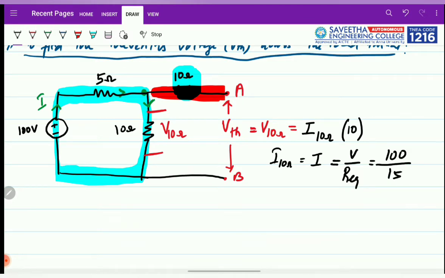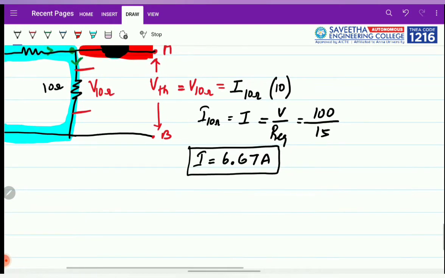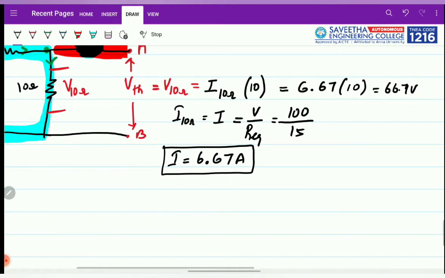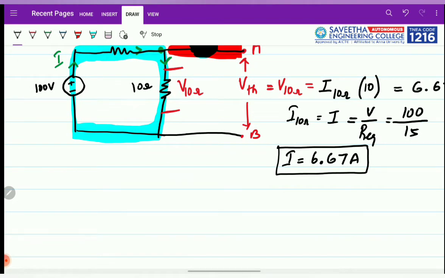From this we can calculate the current flowing through the 10 ohm resistance, or the total current, which is 6.667 or 6.67 amperes. So this is the current flowing through it. It is now very easy to find the voltage, which is 6.67 into 10, giving you 66.7 volts. So this is the voltage across the 10 ohm resistance, that is, the Thevenin equivalent voltage, which is 66.7 volts.